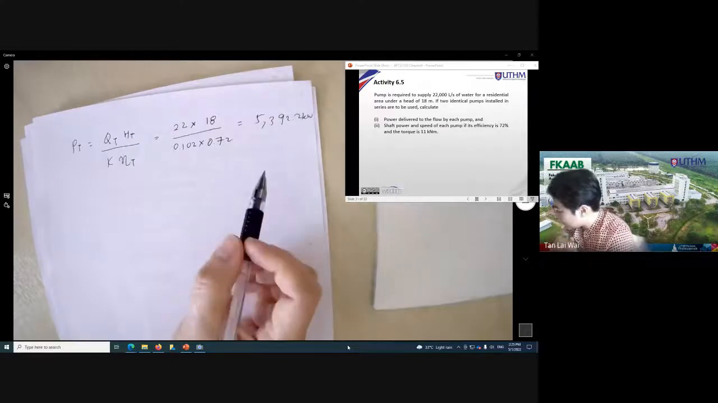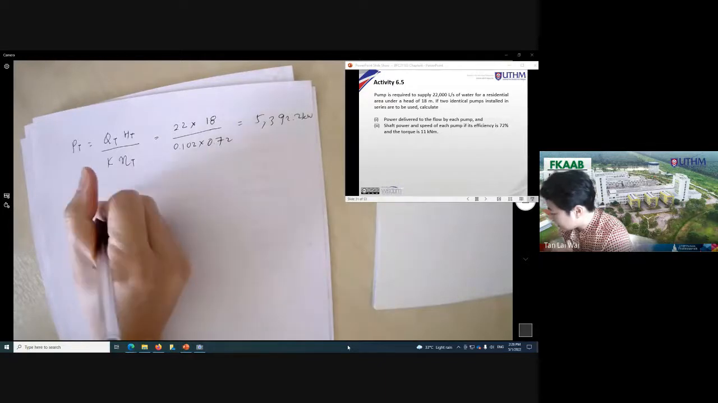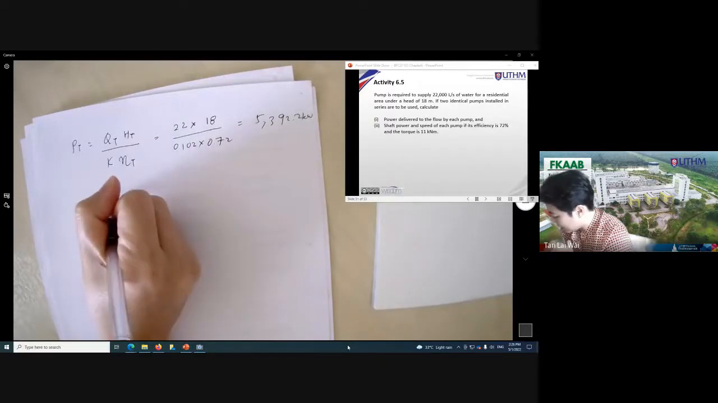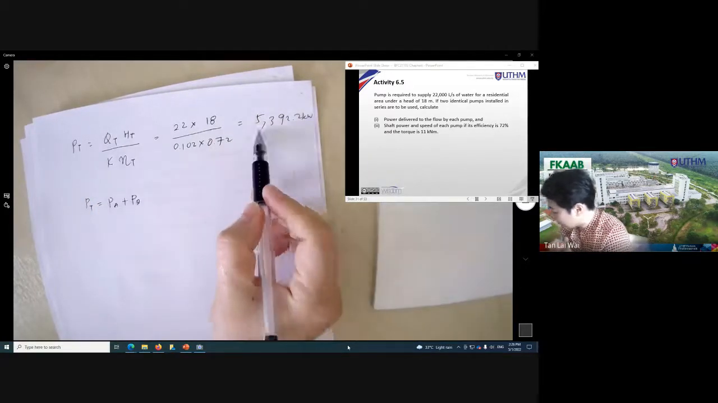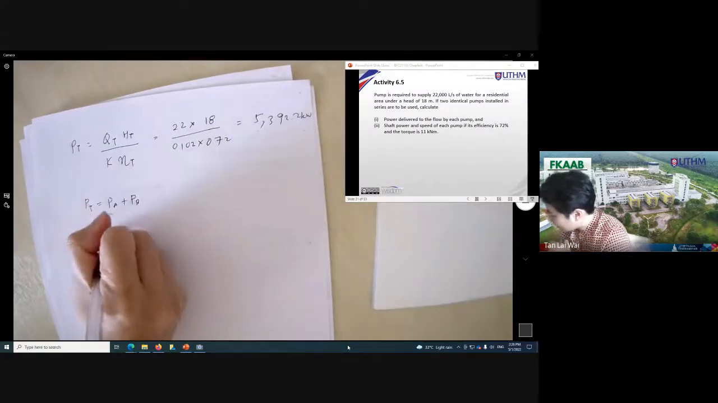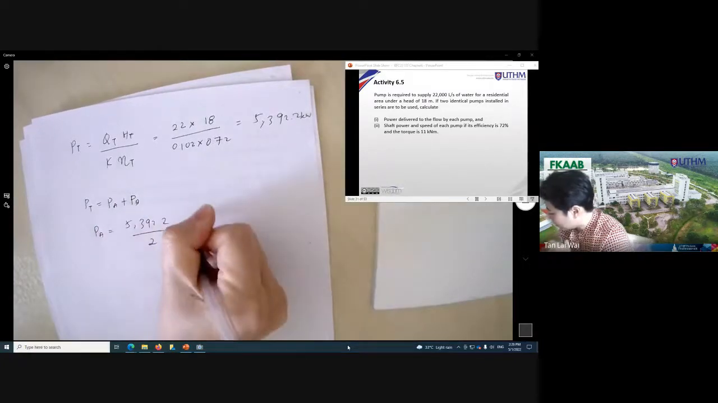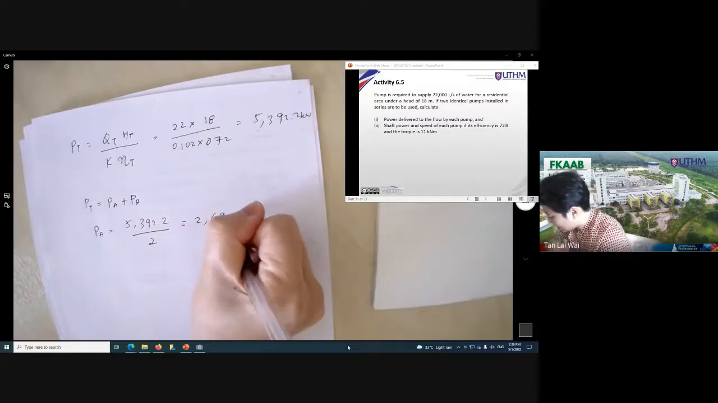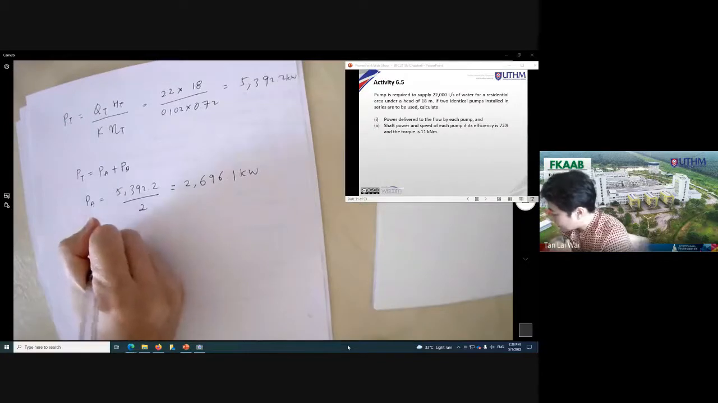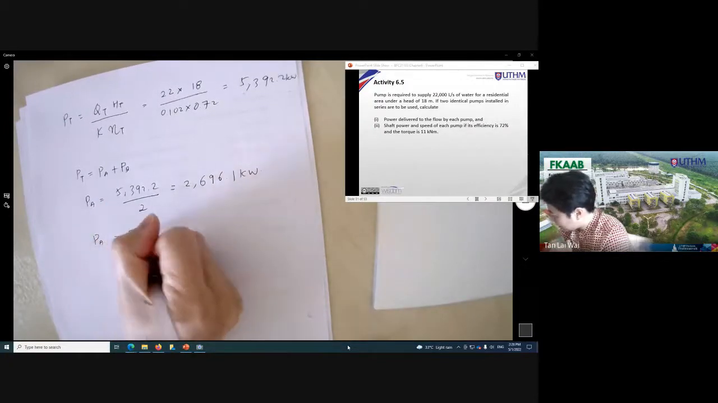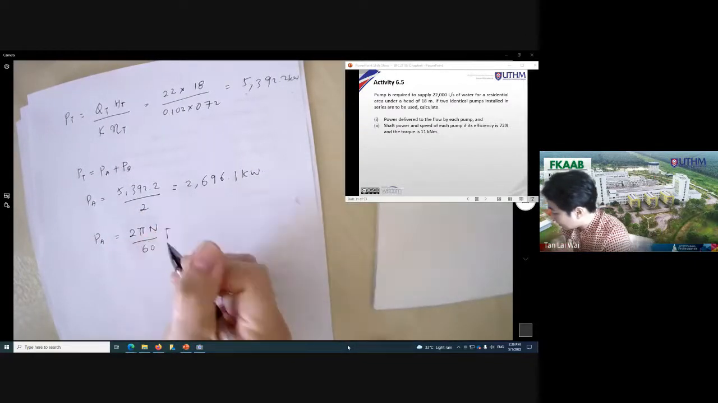Now you have this, all right? So P system, the total, would be PA plus PB, that you know, which is actually this guy here. So the single power would be 5392.2 divided by 2. This will give you 2696.1 kilowatt. So you are trying to find your torque, all right?